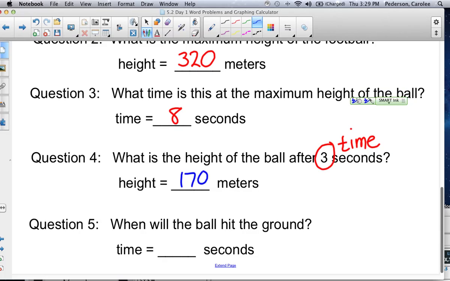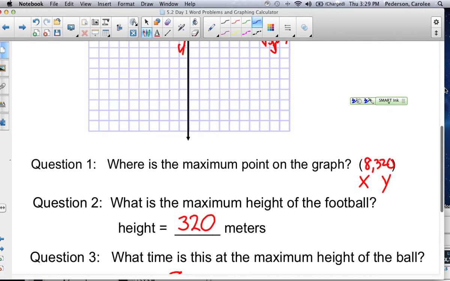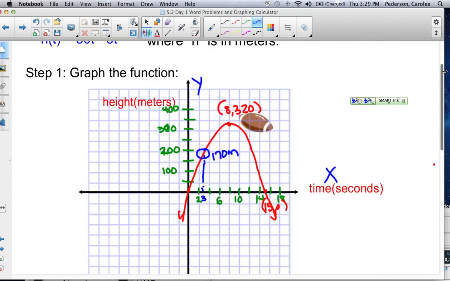The last question, we throw the ball up in the air, when will the ball hit the ground? So imagine this is the flight of the ball, so let's go back up to our graph. Ball goes up in the air, comes back down. When will it hit the ground? The ball is going to be up in the air for 15 seconds.